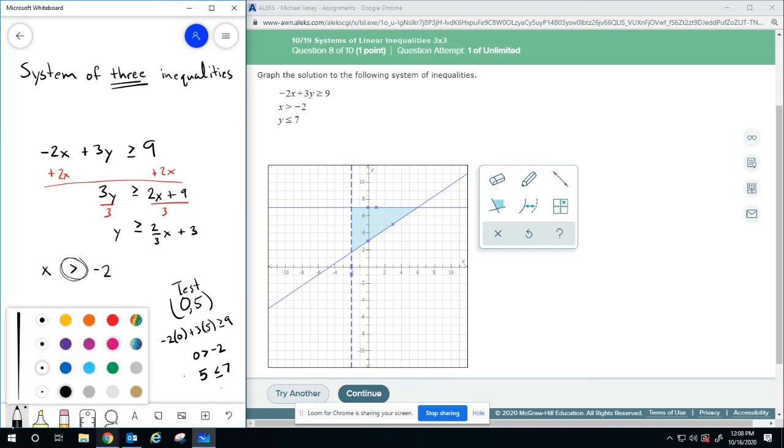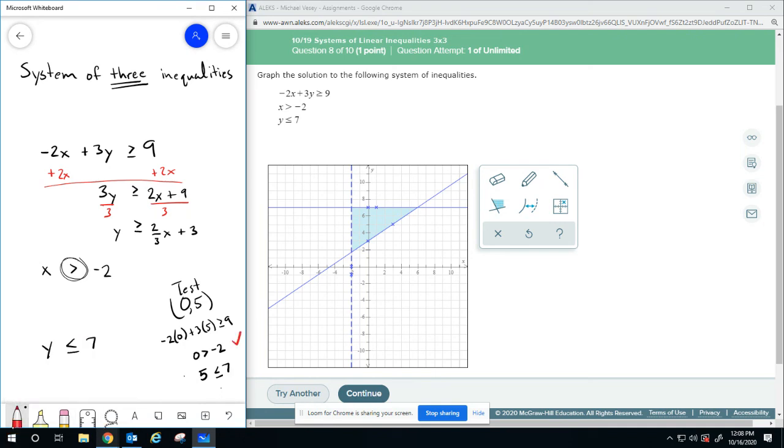I can already tell that two of those are true. 0 is definitely more than negative 2, and 5 is definitely less than or equal to 7. So the only one I have to check is the math in the first. The left side would be 0 plus 15, which is 15. And 15 is definitely greater than or equal to 9, so I know that it works for all three inequalities. Remember, to be a solution to a system, the point has to satisfy every single inequality. It can't just satisfy one or two of them. It has to satisfy all three.